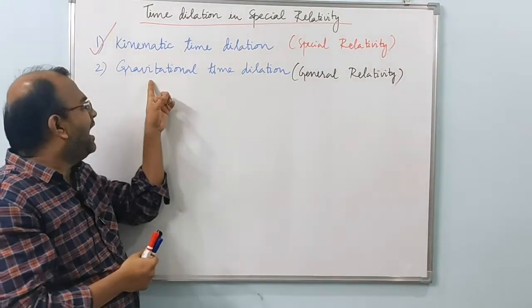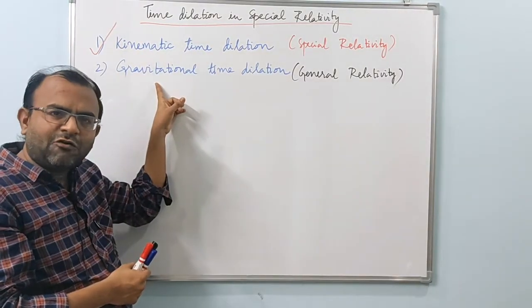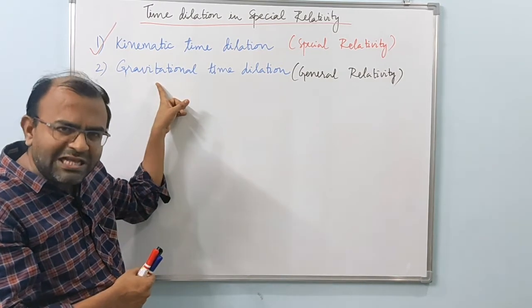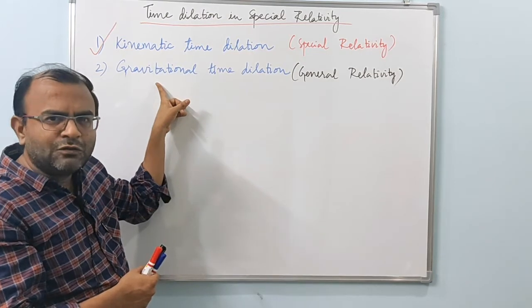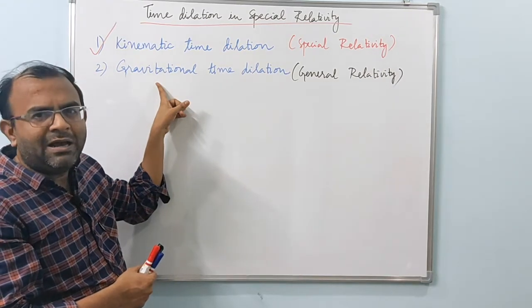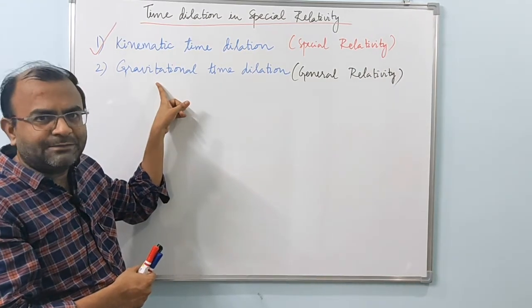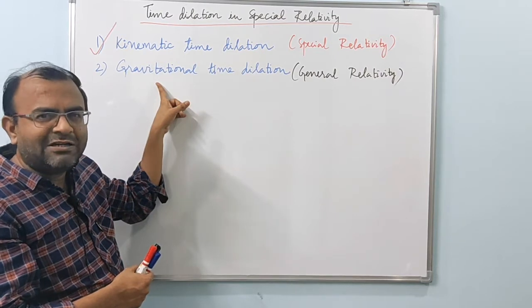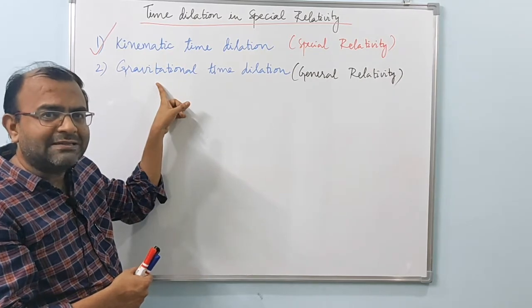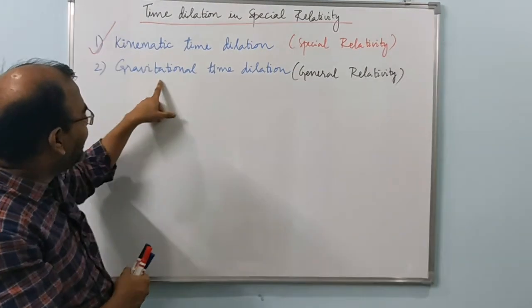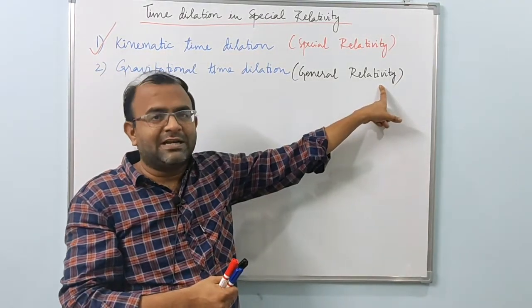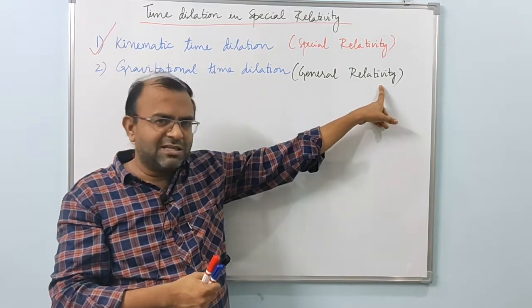So an observer near a massive object with a strong gravitational field would find his clock to be running slow compared to how his clock would run if he is farther away from the massive object. So near a strong gravitational field, clocks would run slow. That means time would dilate. So such a time dilation is called gravitational time dilation, and that is explained by the general theory of relativity. That is not going to be discussed in more detail in this video.